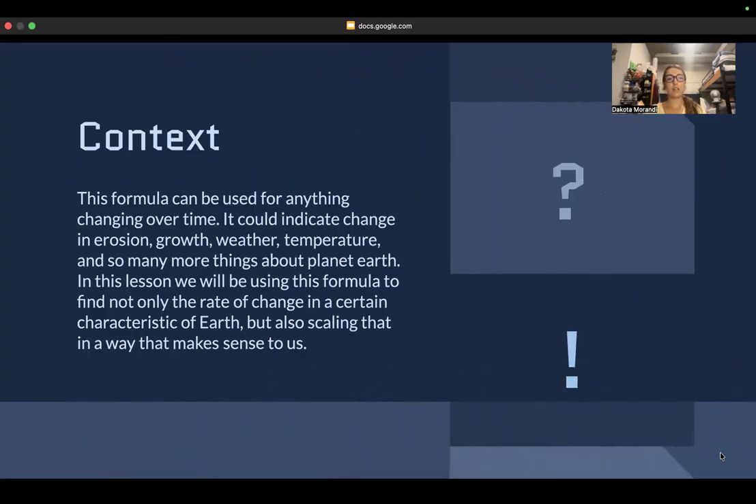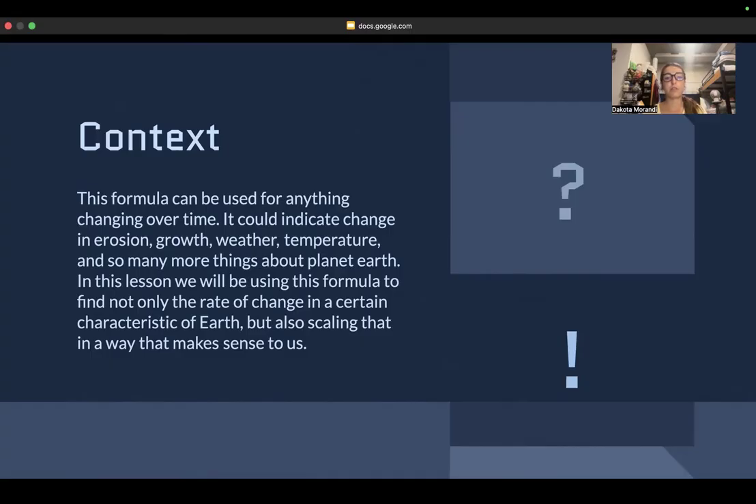Okay, for context, like I said, this formula can be used for pretty much anything changing over time. I'm sure you guys have heard of the rate of change formula in different math classes. So it's pretty much the same type of thing. It could indicate change in erosion, growth, weather, temperature, and so many more things about planet Earth, and also so many more things that you use in your day-to-day life, like how tall you are growing over how many years and stuff like that.